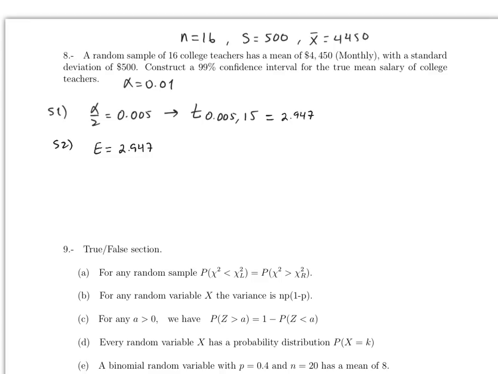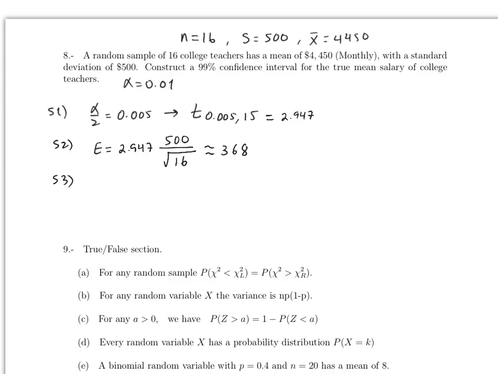Then step 2, the margin of error is 2.947, which is the value we just found, times the standard deviation divided by the square root of n. And this, if you round it to a whole number, is around 368.